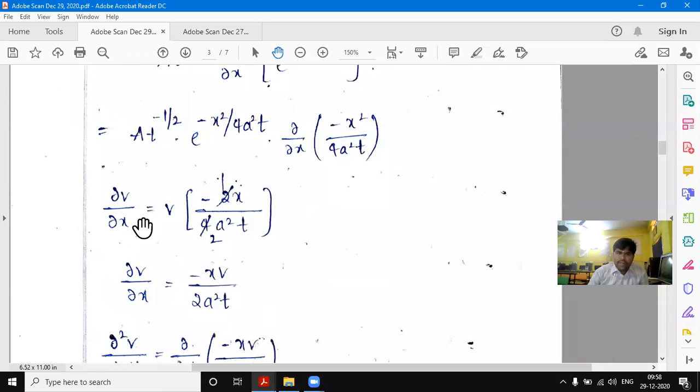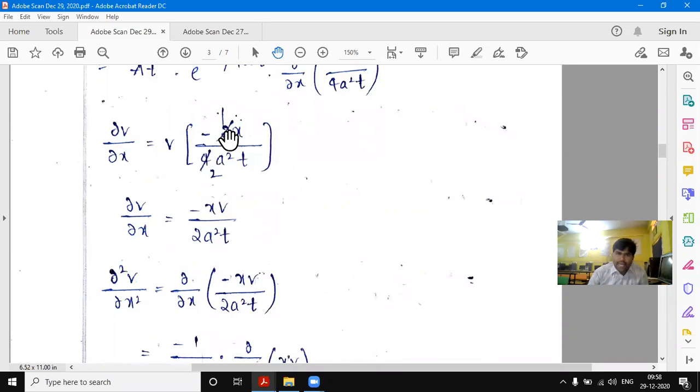So dou v by dou x is equal to v. This total term becomes v. So v into minus x square, differentiation of x square is 2x. So minus 2x by 4a square t. So 2 into 2 is 4, 2 ones are 2, 2 twos are 4. So dou v by dou x is equal to minus xv by 2a square t.